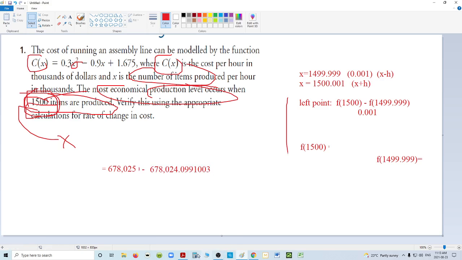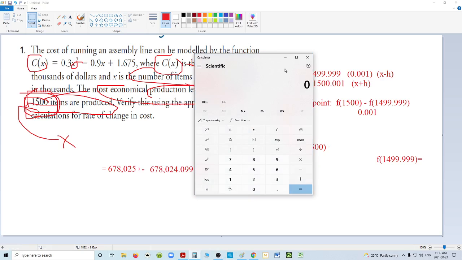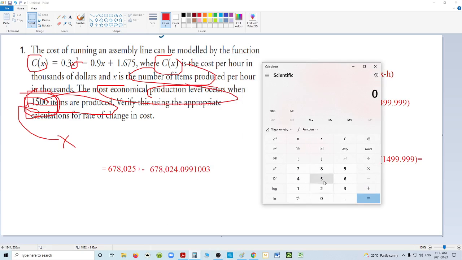So you can do it right in your calculator if you want. I should have just kept the numbers in there, but I'll just use the same ones. 678.025 minus 678.024. And you can't skip these. There are rules for rounding: you're supposed to round to the same number of decimals as your most accurate number. So that's my difference, and then I have to divide it by my h.